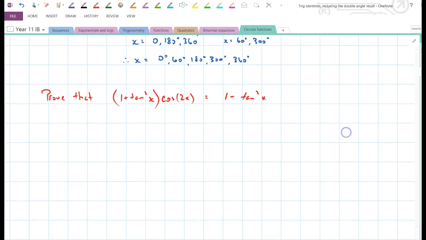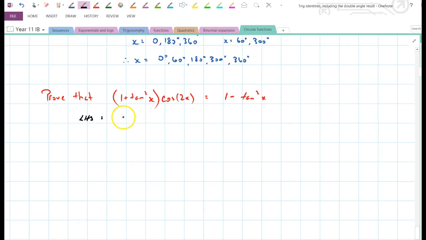The solution in the textbook works with both sides and produces a common, well-known identity, and therefore it's proved. I prefer to work with the left-hand side, and then I arrive at the right-hand side, as you'll see here. The method here can be a little confusing, but if you start with the left-hand side, LHS, I'm now going to rewrite this out: (1 plus tan squared x) times cos 2x.